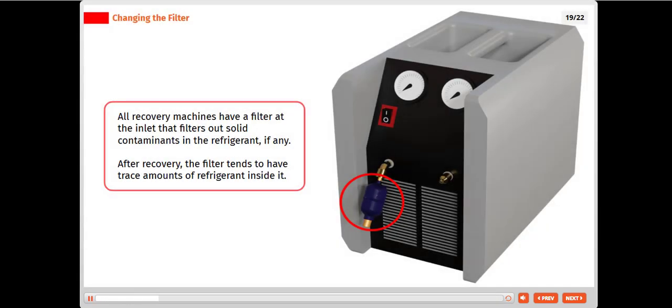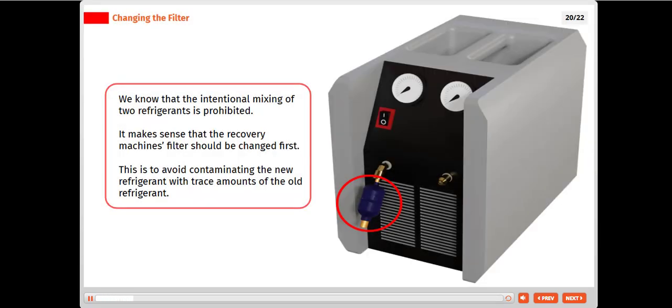All recovery machines have a filter at the inlet that filters out solid contaminants in the refrigerant, if any. After recovery, the filter tends to have trace amounts of refrigerant inside it. We know that the intentional mixing of two refrigerants is prohibited. It makes sense that the recovery machine's filter should be changed first. This is to avoid contaminating the new refrigerant with trace amounts of the old refrigerant.